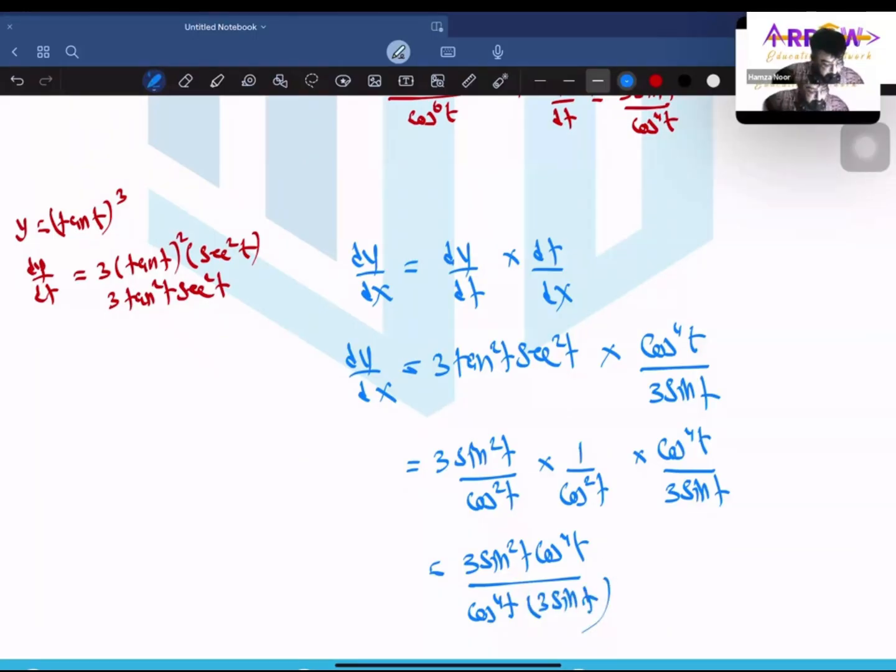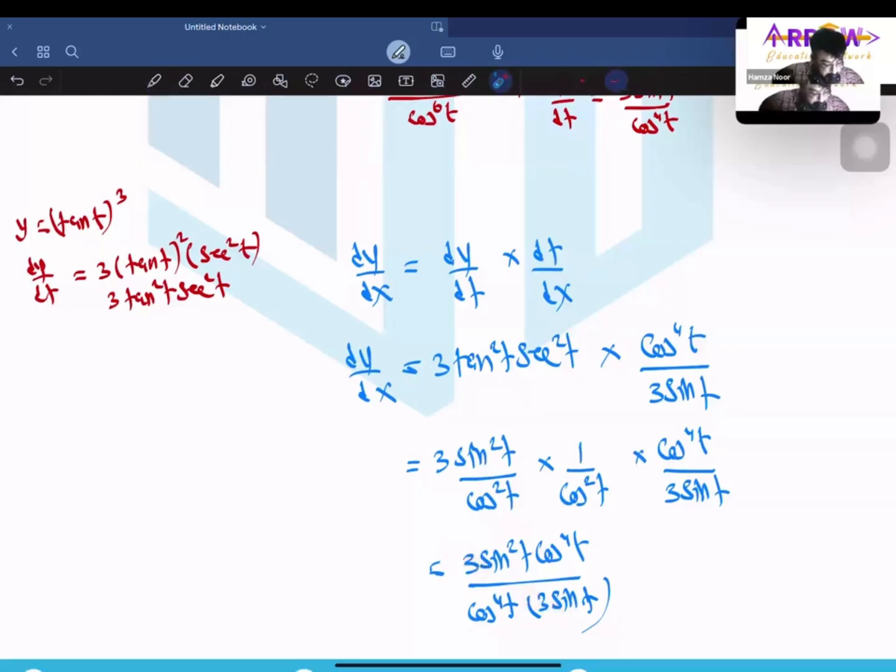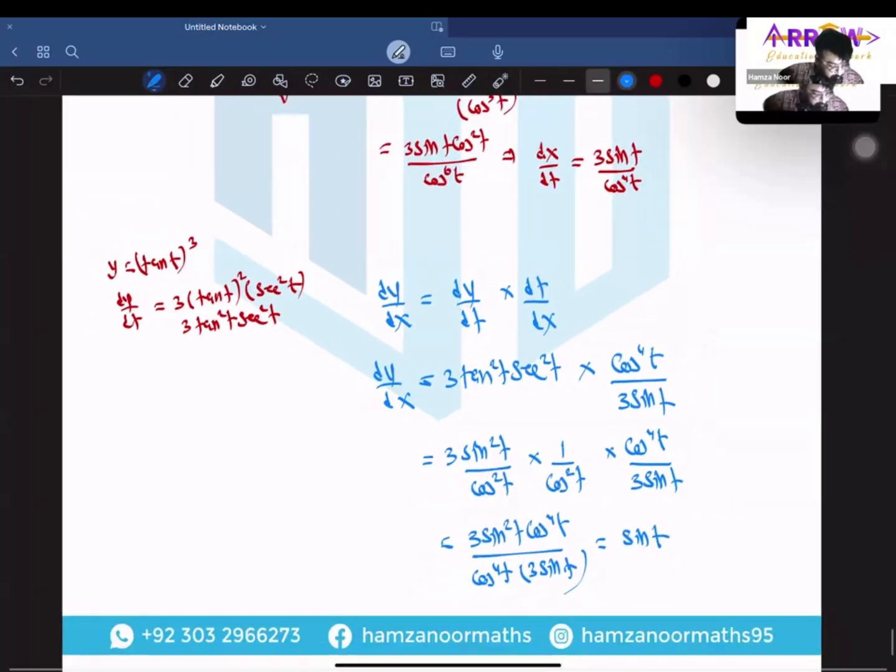So what we can see is that this 3 and 3 gets cancelled out. This cos t raised to the power of 4 and cos t raised to the power of 4 gets cancelled out. And one sine is cancelled out over here and the other one is remaining in the numerator. So all we are left with is sine t.